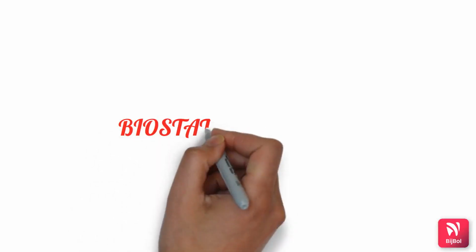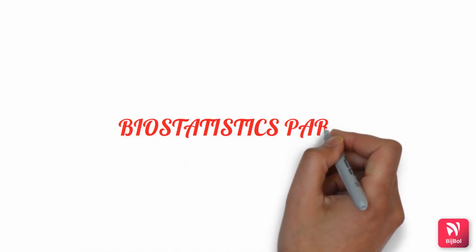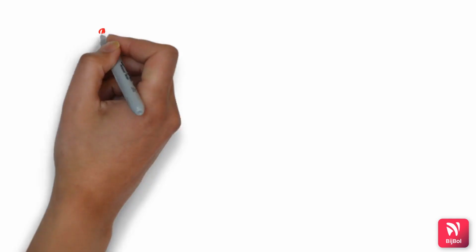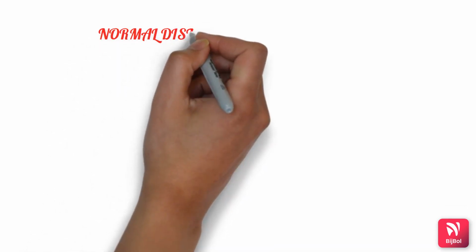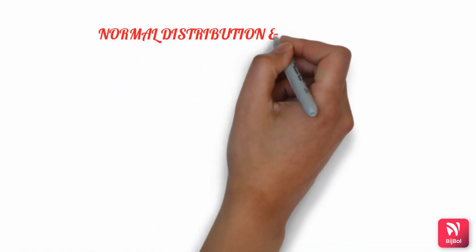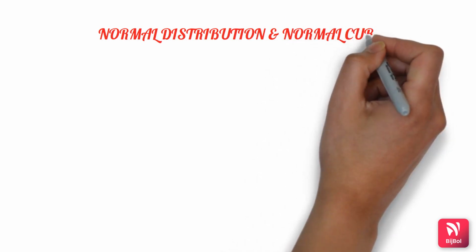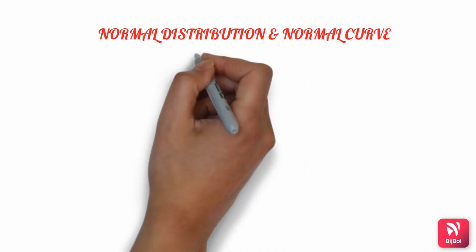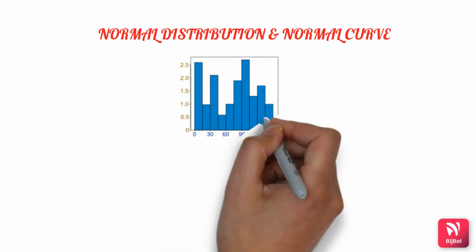This is a continuation part of biostatistics, where previously we discussed the measures of central tendency and measures of dispersion. Here we are going to discuss the normal distribution and the normal curve. So what is a normal distribution?